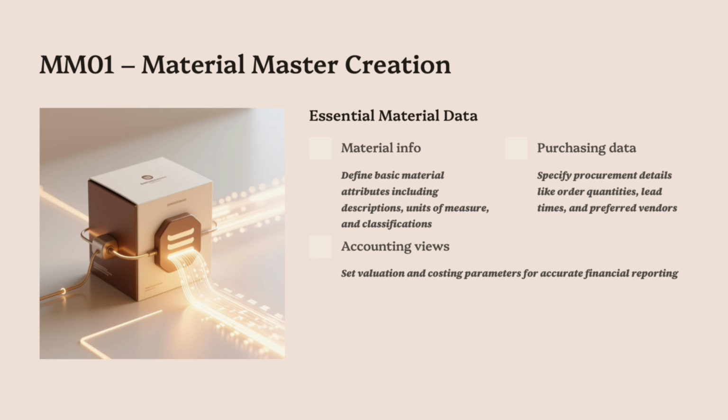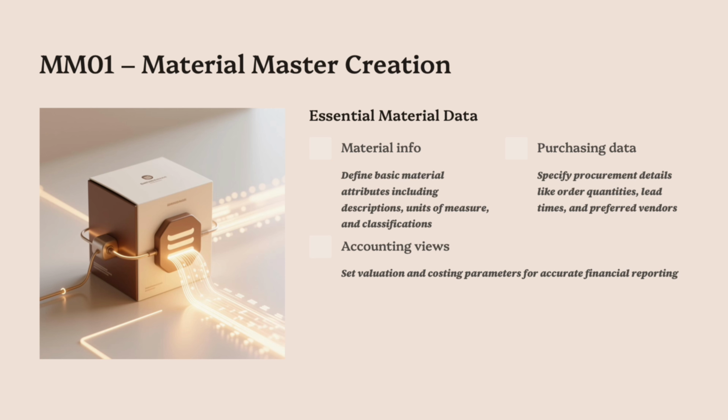Let's take an example. Your company starts producing a new smartphone. Before procurement or sales can happen, someone must create the material master using MM01. You'll enter technical details, assign it to plants, and define purchasing and accounting views. Once saved, the material can flow across the entire supply chain.